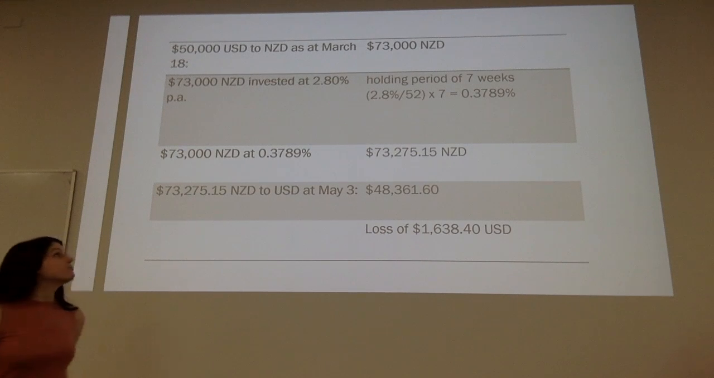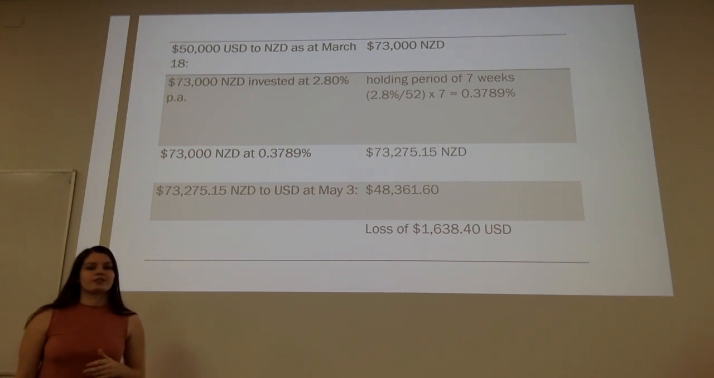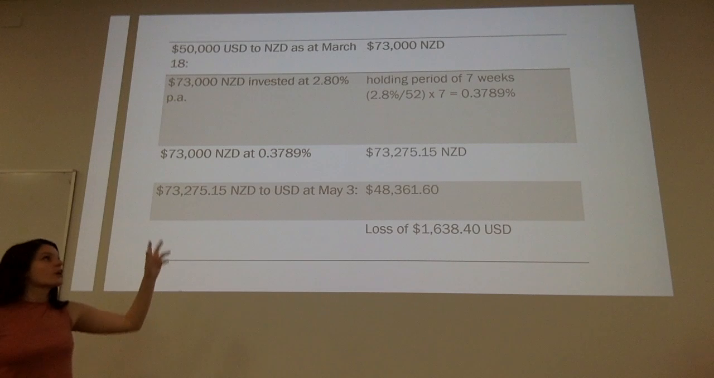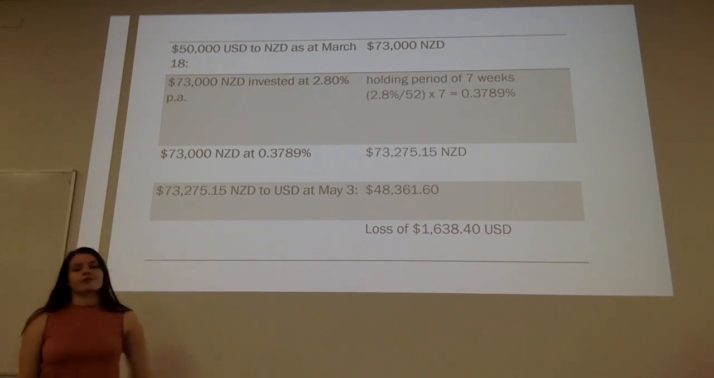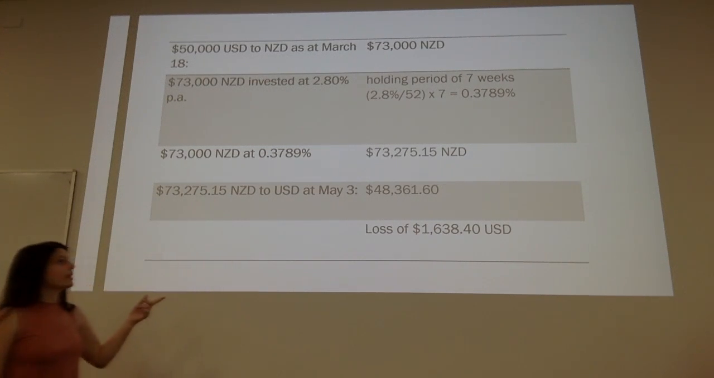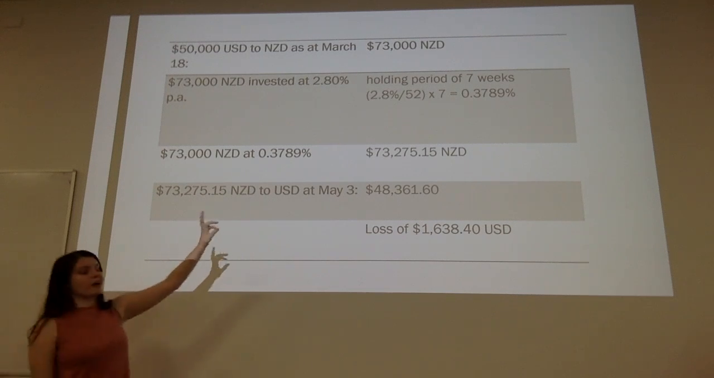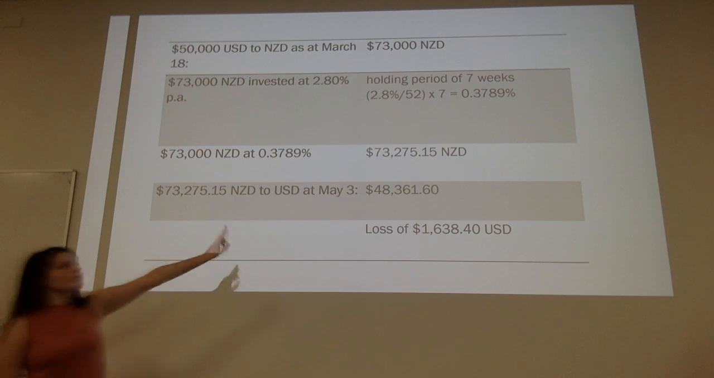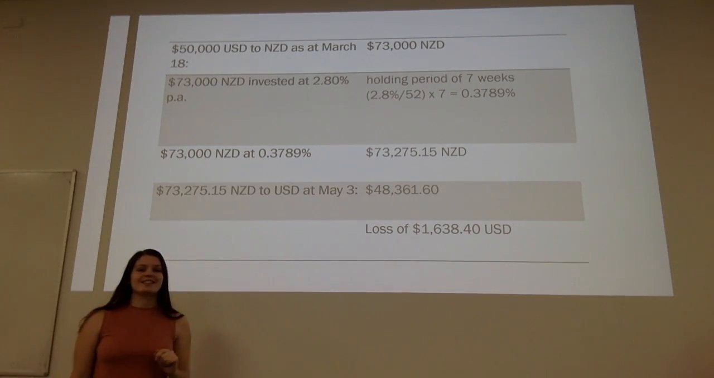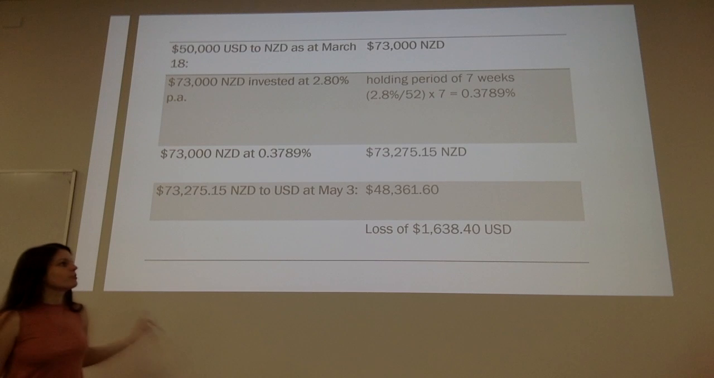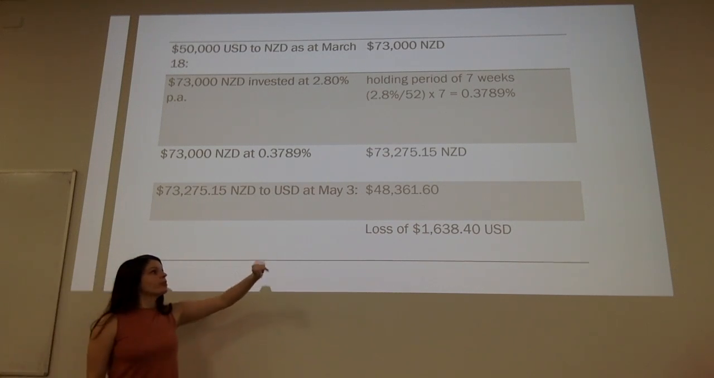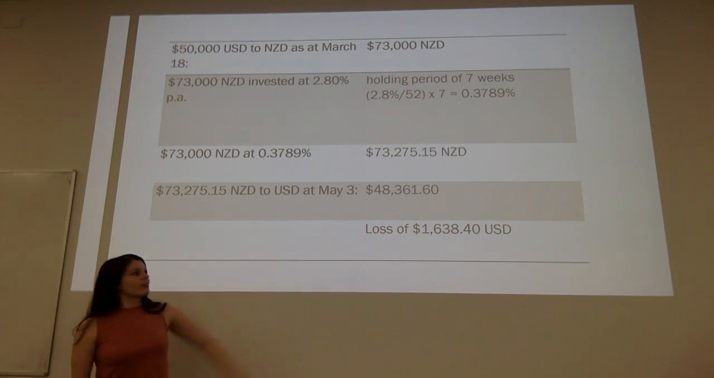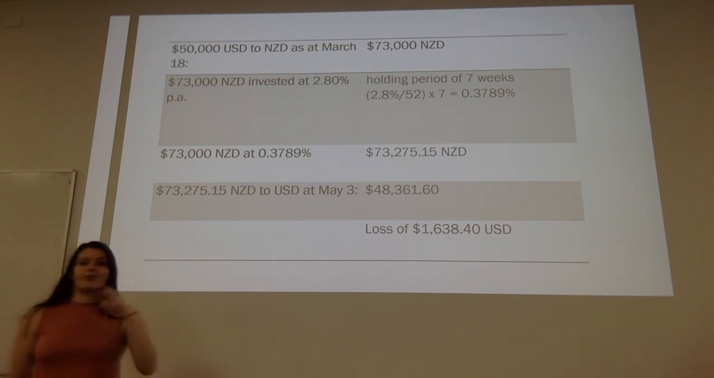So we invested $50,000 US dollars into New Zealand dollars, making $73,000, invested at 2.8% for a holding period of 7 weeks, and made $275.15. Transferred back to US dollars at the later date of May 3rd, we actually lost $1,638 on this, so much for a safe investment.